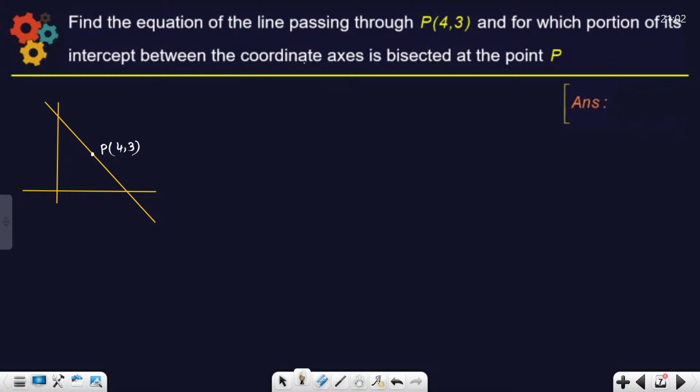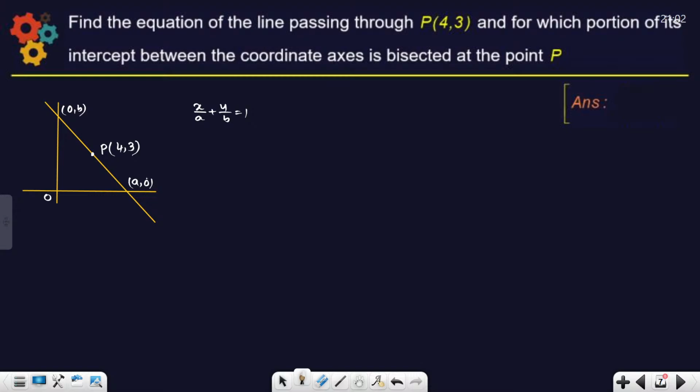So find the equation of the line passing through this point and for which the portion intercepted between the coordinate axes is bisected at this point. Simple sum. Let us say that the line is intersecting the x-axis at (a, 0) and the y-axis at (0, b). So the equation of the line will be x/a + y/b = 1. Now our task is to find out what a and b are.